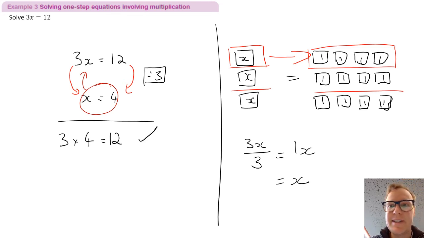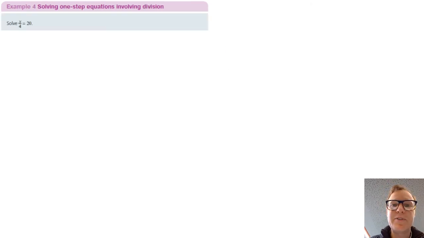Tick. That makes sense. Cool. Next one here, we've got x divided by 4 equals 20. Write down the problem. X divided by 4 equals 20. It means I've taken some number, divided it into 4, and that equals 20. Okay? X divided by 4 equals 20.